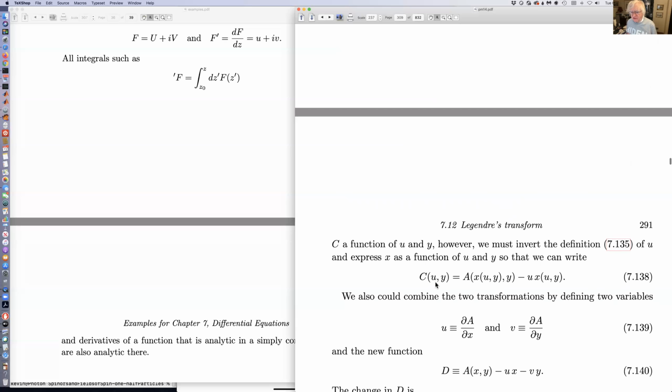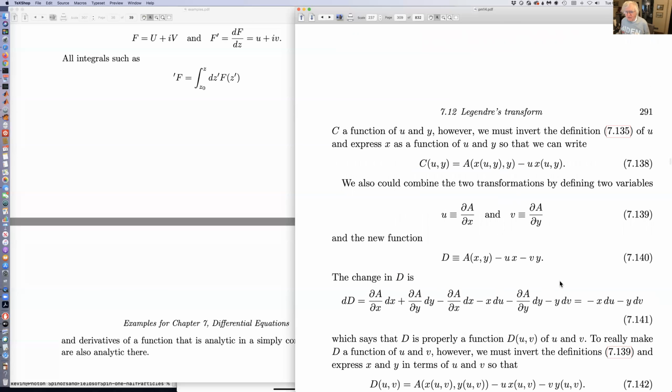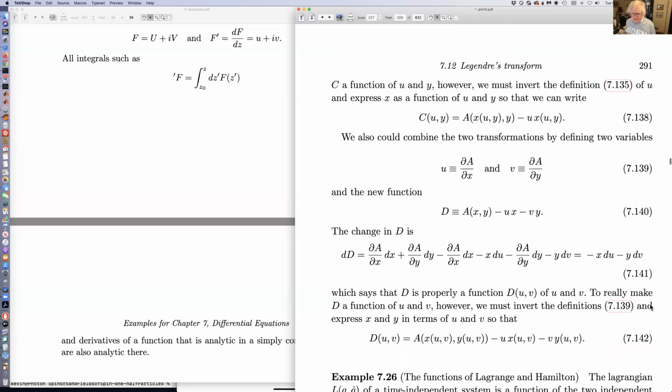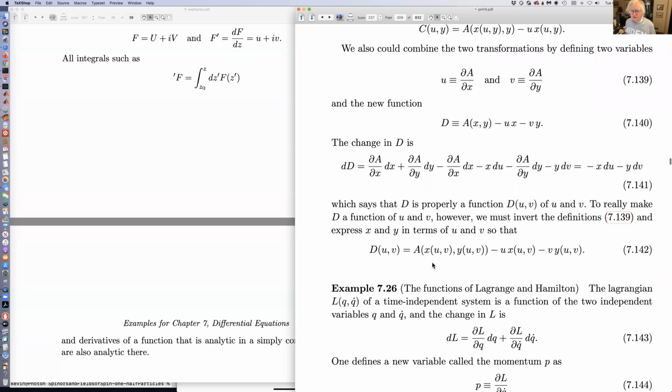And if we do that, we then get c of u and y is a of x of u and y minus u x of u and y. And you can combine the two, and then you get d is a minus ux minus vy. The differential involves du and dv, so d is a function of u and v, but you then have to solve these two equations so that you get d as really a function of u and v.